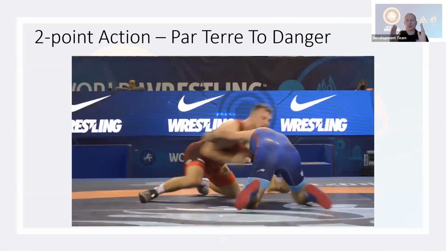So again, even if it starts standing, if it goes to danger, it has to be direct to danger. If there is a pause or they land, and then there's a second action that causes them to go over, once they end up on the mat and that second action has to occur, now that's going to be considered par terre to danger and is only going to be scored as 2 points for this situation.